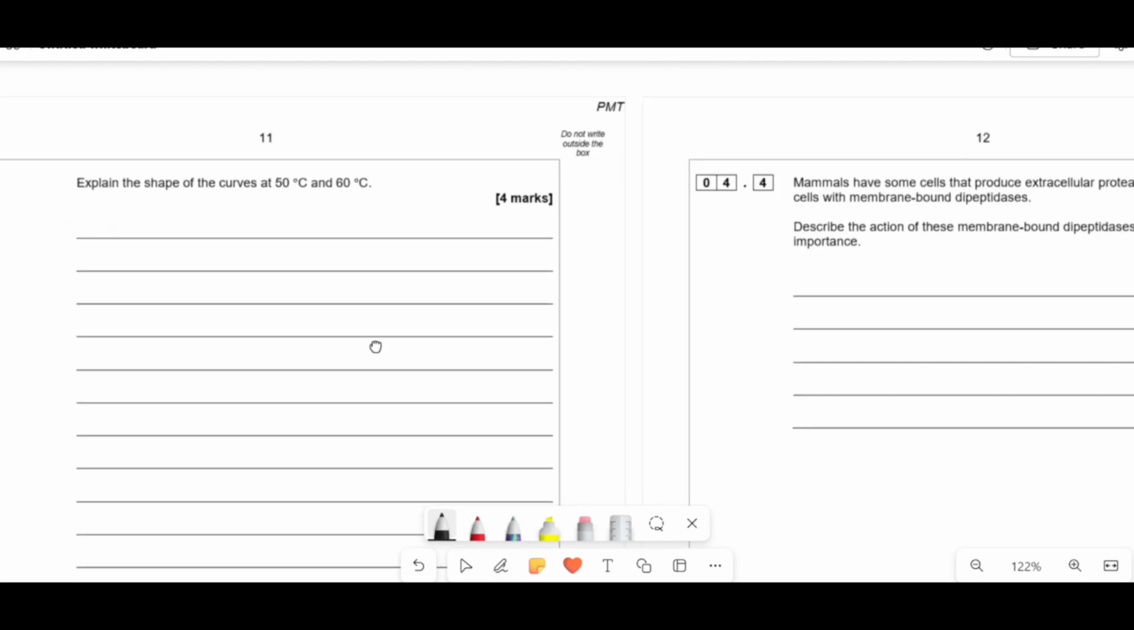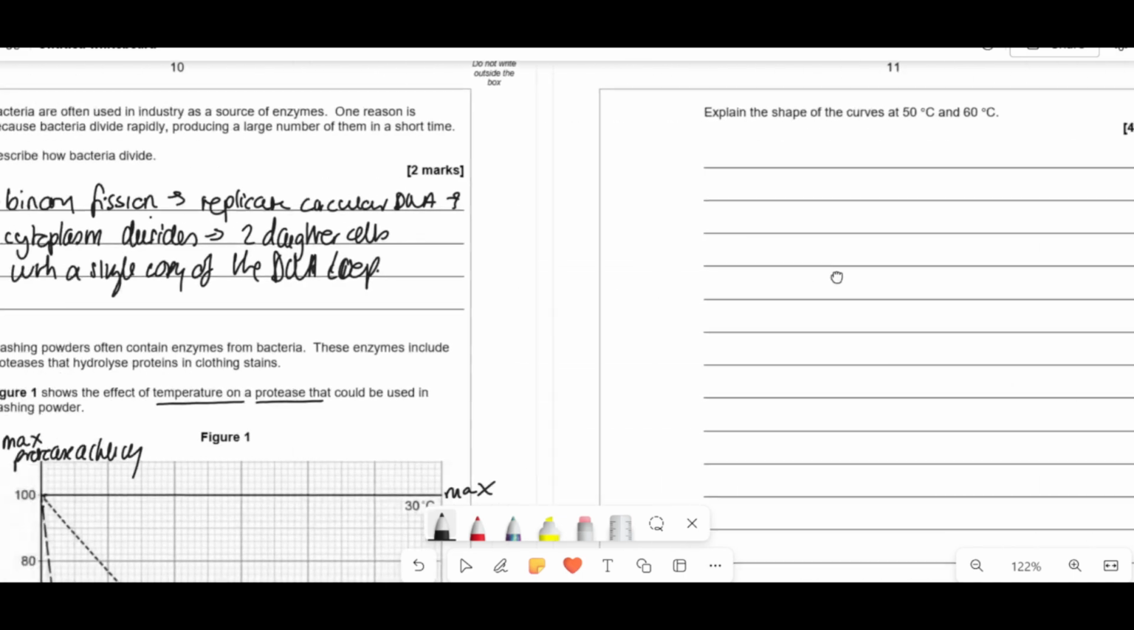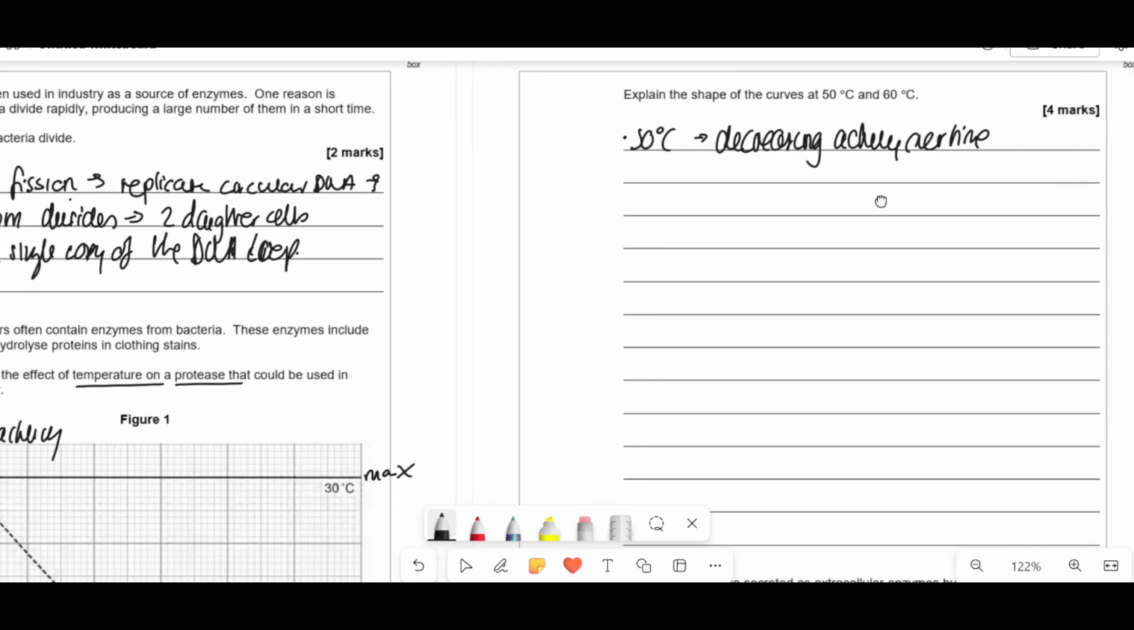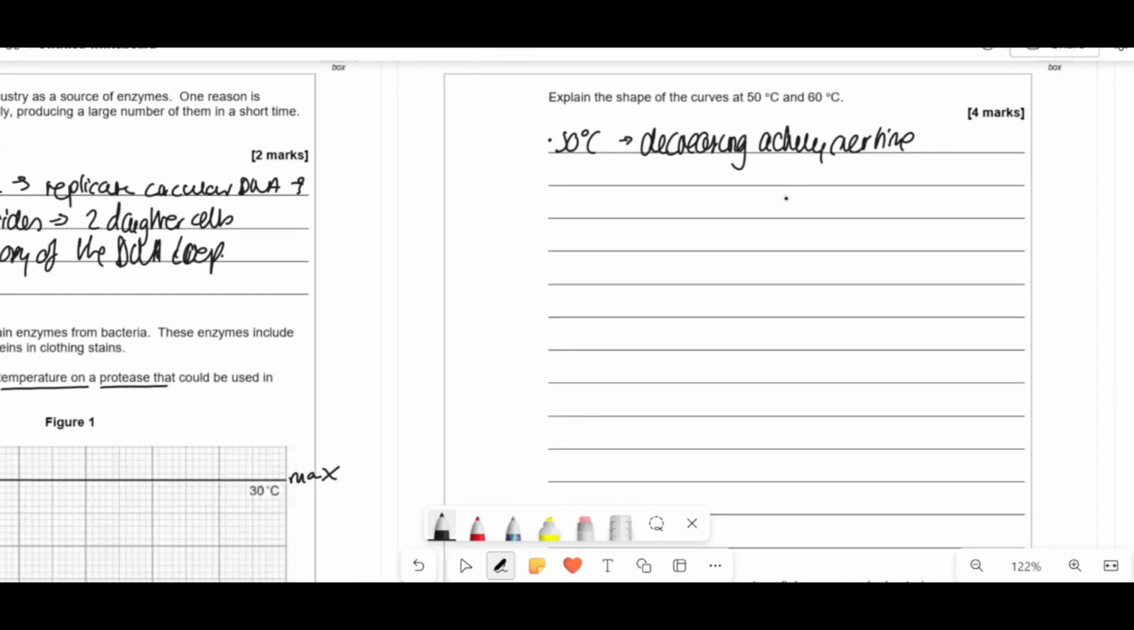Cool. So then it says explain the shape of the curves of this. Well, describe the curve, then explain it. So do it curve by curve, okay? So in this case, if we look at 50 degrees, it's decreasing activity over time. I know you don't get marks for describing it, but it helps you formulate what your answer is, because you're saying the thing and then you have to explain what it means. It forces you to do it. So then we need to explain why.